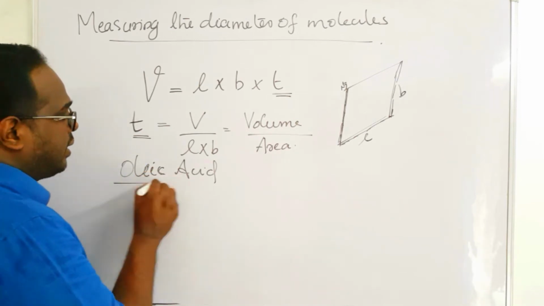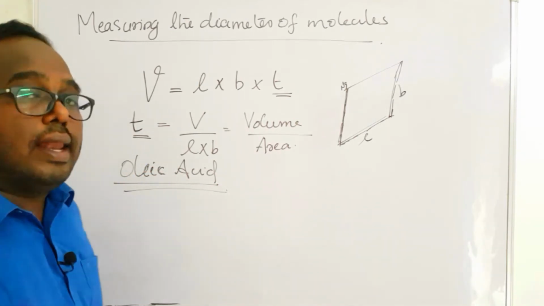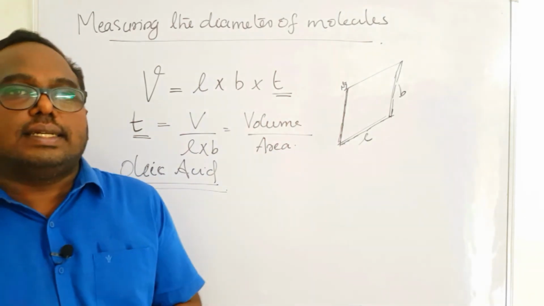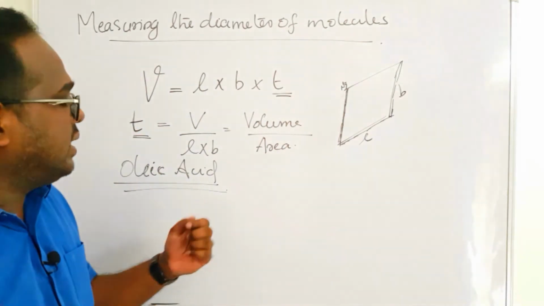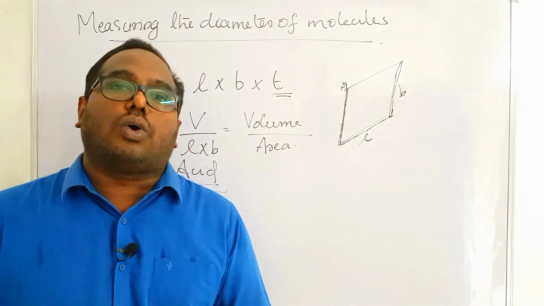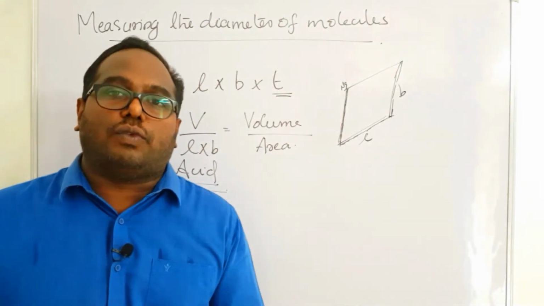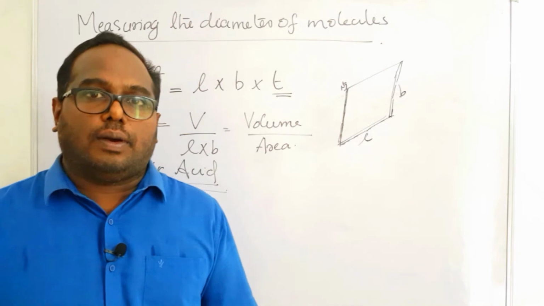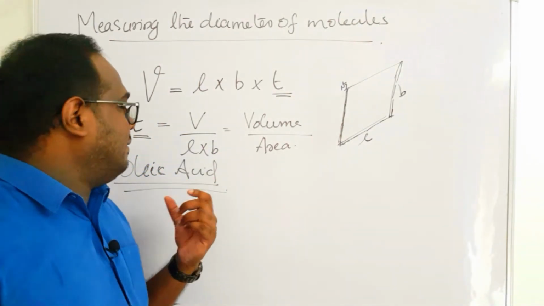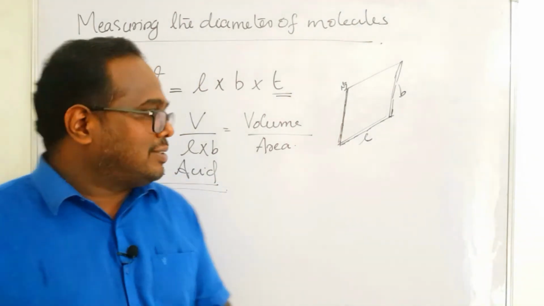Oleic acid. This oleic acid is a naturally occurring fatty acid which is present in animal fat and vegetable oil. We are choosing this material because it has two properties.